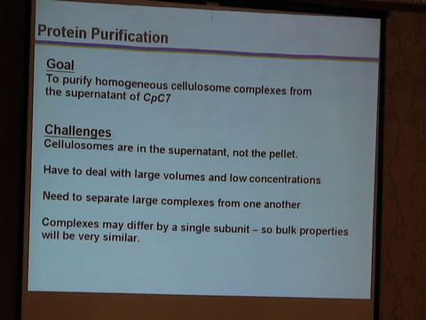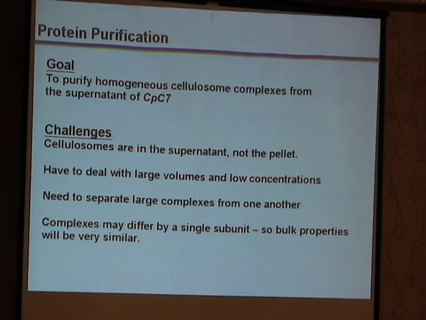And so the cytosomes are in the supernatant of any culture that we grow. So that's good because they're soluble, but that's a lot of volume to handle, and they're at low concentration. So we need to separate these large complexes from one another from these low concentration samples. Complexes might differ by a single subunit. So again, we have 7 potential proteins in a complex. 6 might be the same between 2 complexes, and then only 1 difference. So that could make the bulk properties very similar.